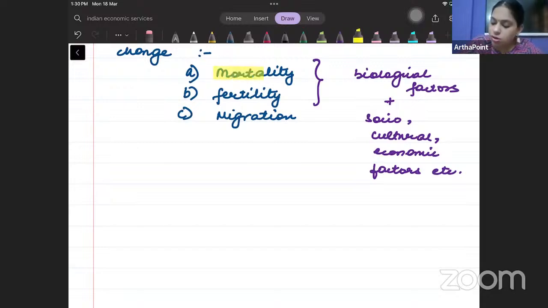Now, when we talk about migration, on the other hand, migration is basically based on the wish of people.